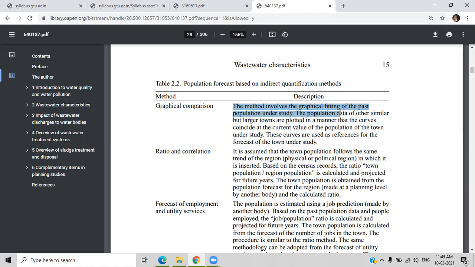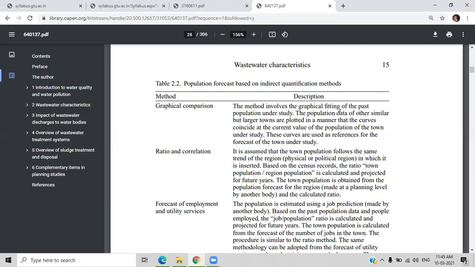So there are different kinds of parameters, like social, economic, cultural, and other financial parameters, that are going to largely influence the growth of the population in that particular area. So when we compare one data set to another, or compare a larger town's data set to our study area's data set, we surely get a reference point or reference information.